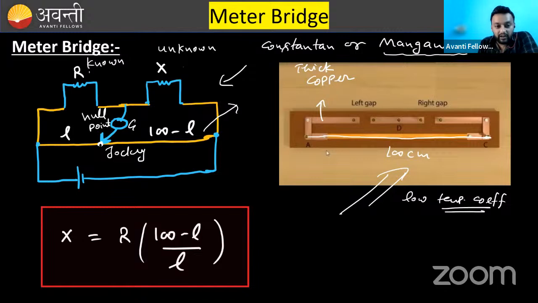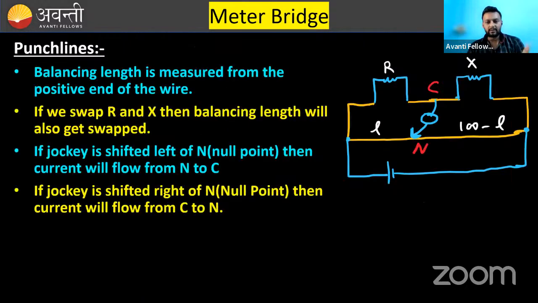And for a null point, it behaves as a balanced Wheatstone bridge. And in this situation, what will be the value of the unknown resistance? This is the value of the unknown resistance: X is equal to R times (100 minus L) over L. This is L, this is 100 minus L. Okay, I will explain. I think you don't know much about the meter bridge, so I will explain it. These are the punchlines. Take a screenshot and try to remember these punchlines. It will help you out. I will explain a few things here.